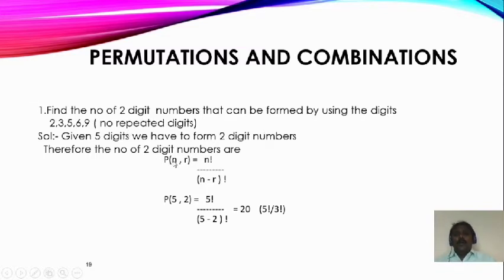Now what is the formula? We already know about the permutation: nPr equals n factorial by (n minus r) factorial. Now 5P2 equals 5 factorial by (5 minus 2) factorial. Now I will get the answer. 5 factorial by 3 factorial. 5 factorial means 5 into 4 into 3 into 2 into 1, by 3 factorial means 3 into 2 into 1. That equals 20. So the answer for the permutation is 20.